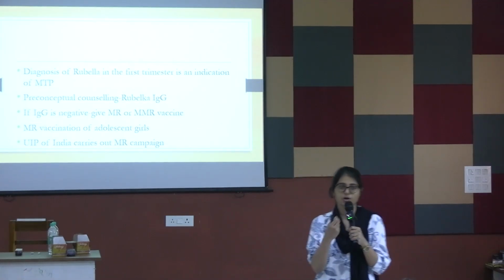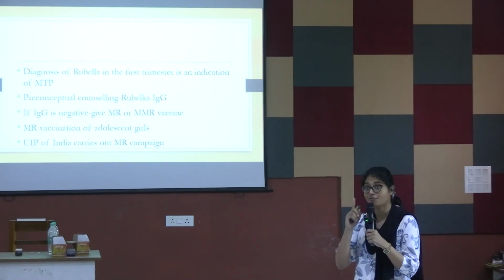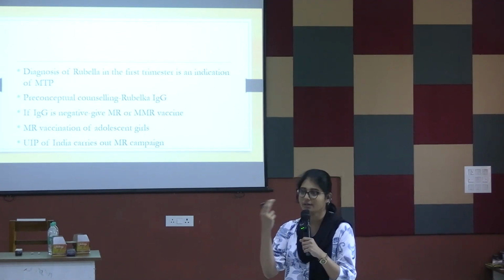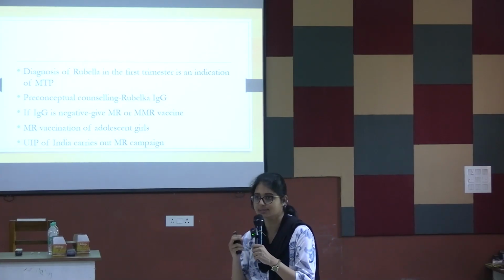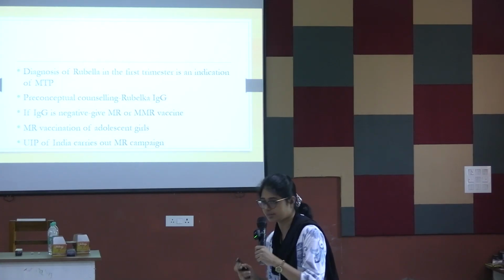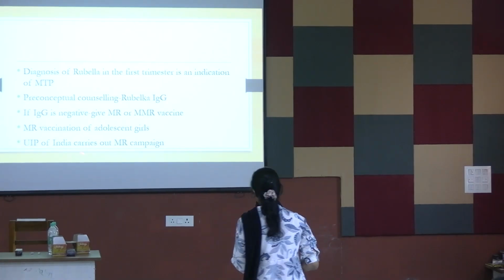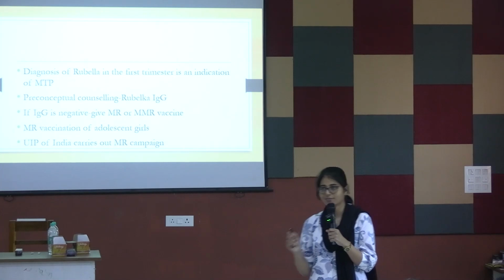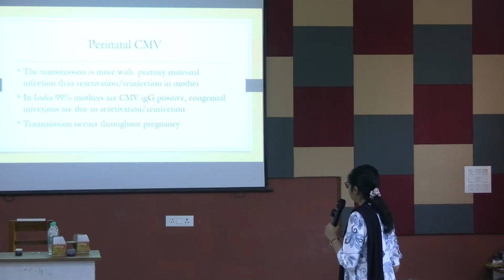They will induce production of antibodies. MR vaccination should be done for adolescent girls. When the national immunization program is taught, you will learn about the adolescent vaccines, which vaccines are important to give in adolescents. The Universal Immunization Program of India also carries out the MR, measles rubella, vaccination campaign.